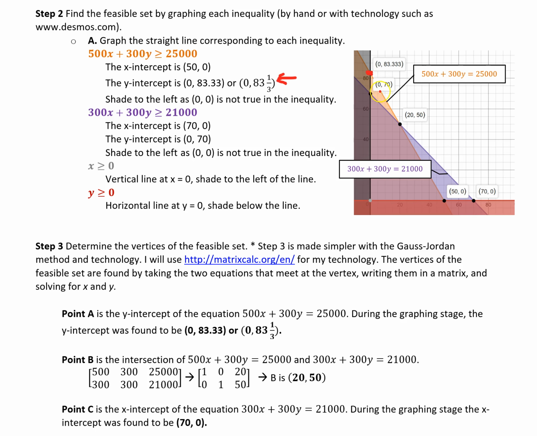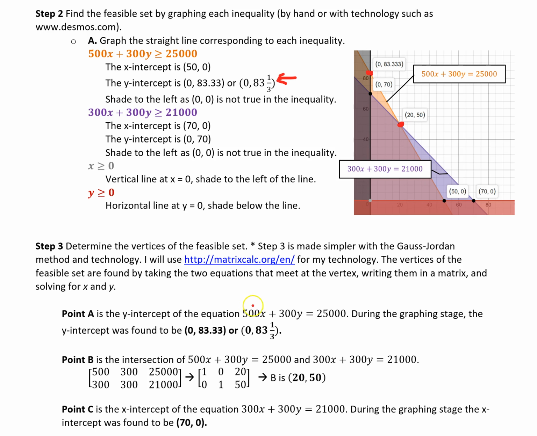I follow that orange line down and I find the next vertex. This vertex is labeled (20, 50) with the help of Desmos. If you don't have technology, what you need to do is recognize what two equations or inequalities form that point of intersection. We can see that the orange line and the purple line form the point of intersection.